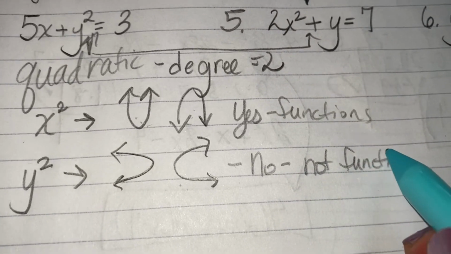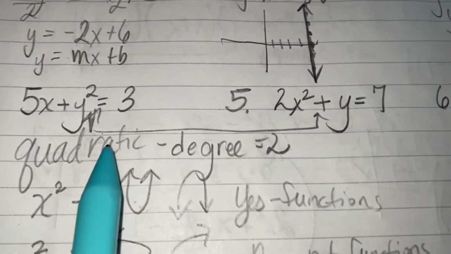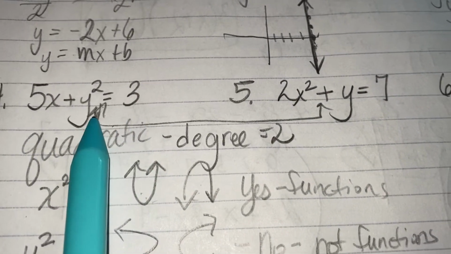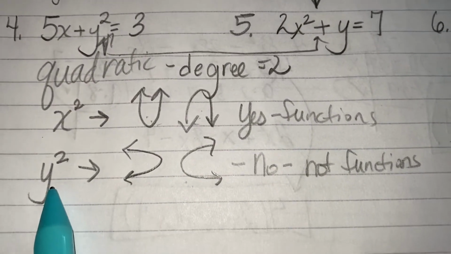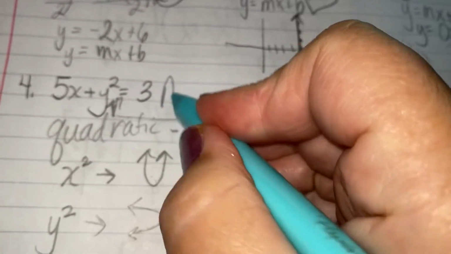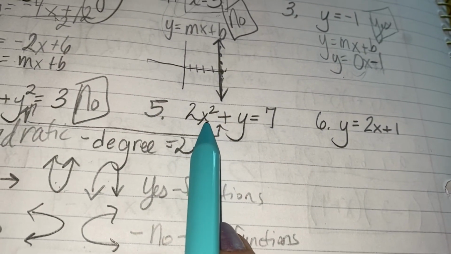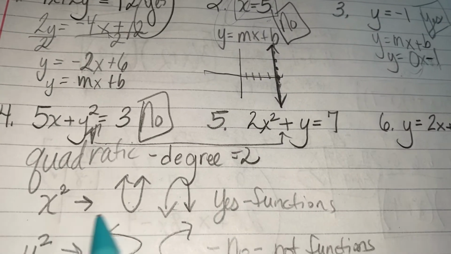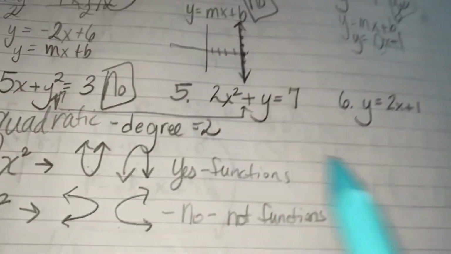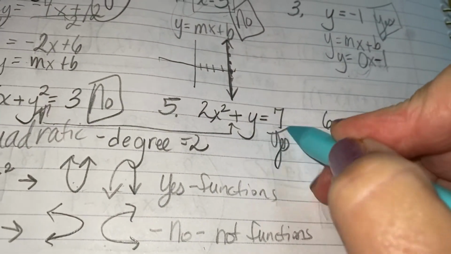Now let's go look at my two equations to decide. Is this a function? The y is squared. The y is squared, so no, it's not a function. Is this a function? The x is squared, y is not. When your x is squared, it looks like one of these two, so yes, this is a function.